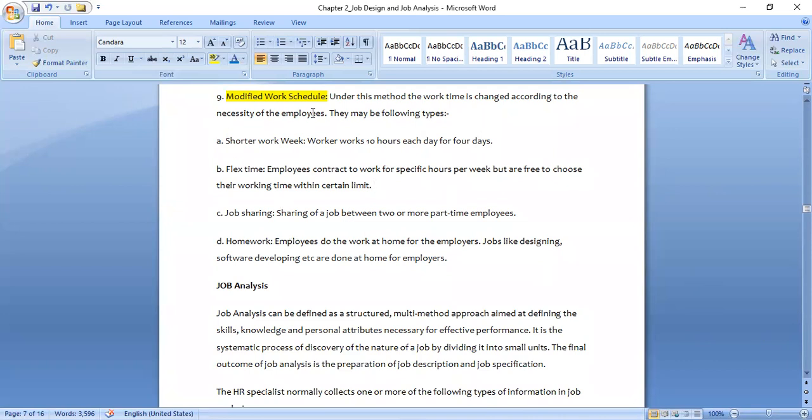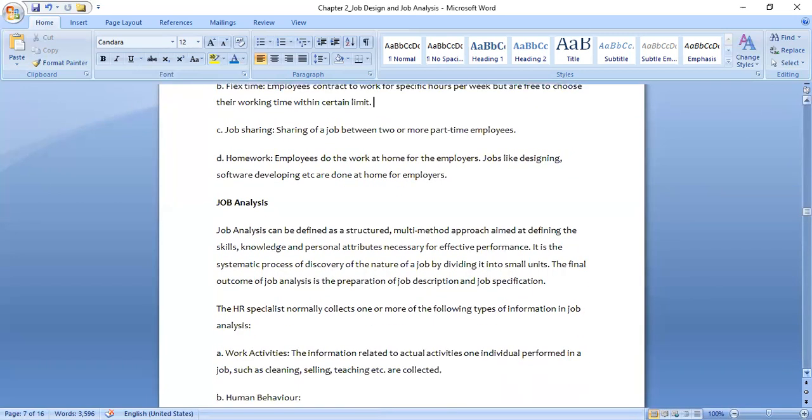But remember, all these are approaches to job design. So that was all about job design. Let's look at job analysis.